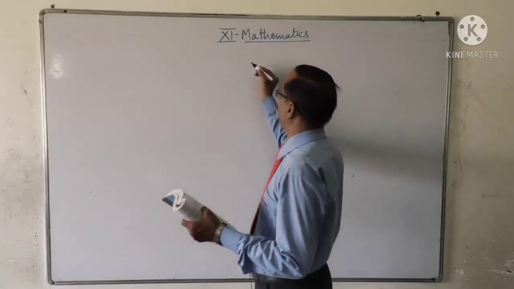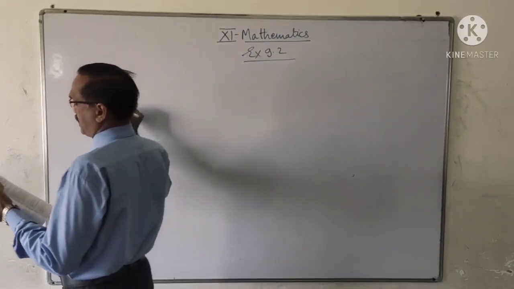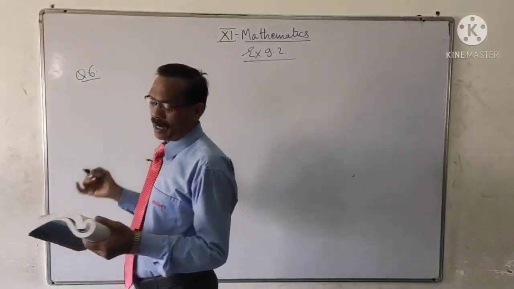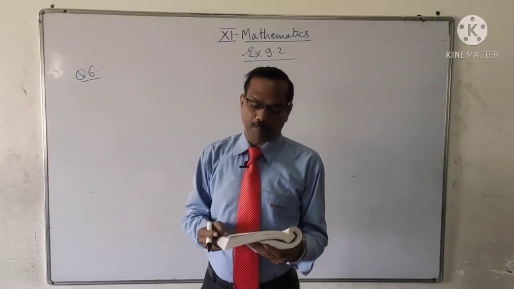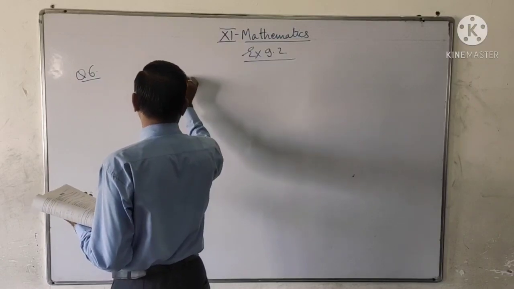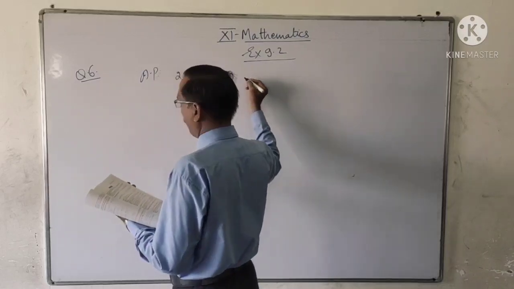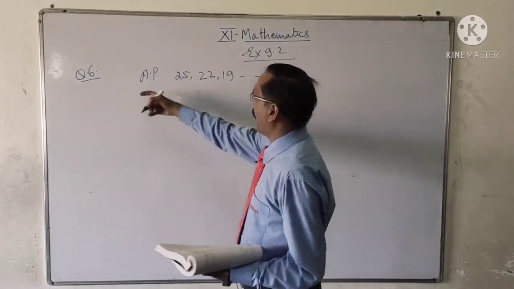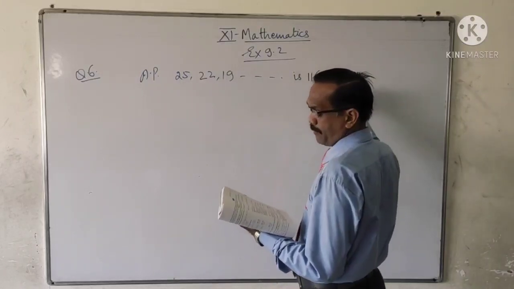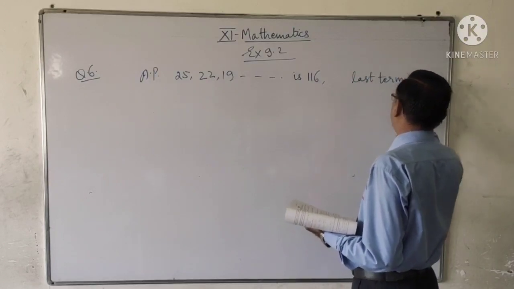This is exercise 9.2, question number 6. The question is: if the sum of certain number of terms of an AP 25, 22, 19 and so on is 116, find the last term. The last term you have to find.